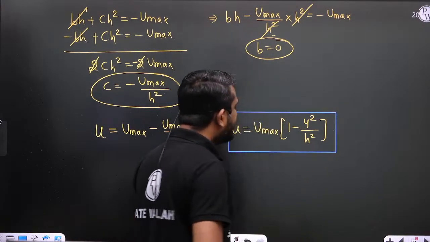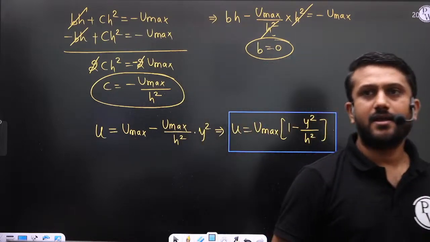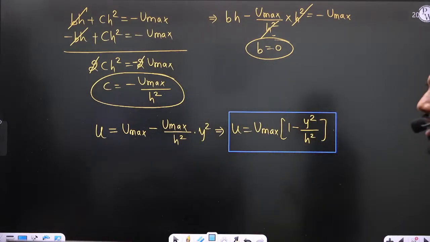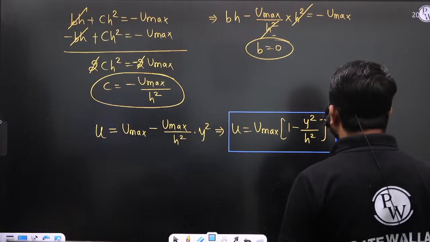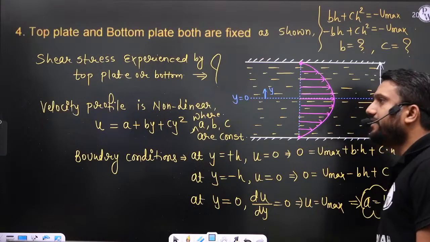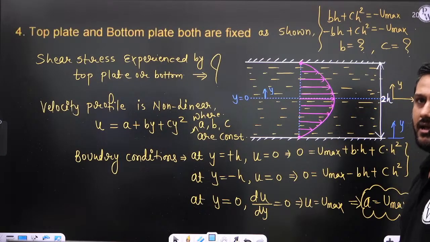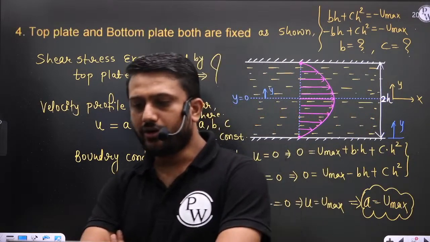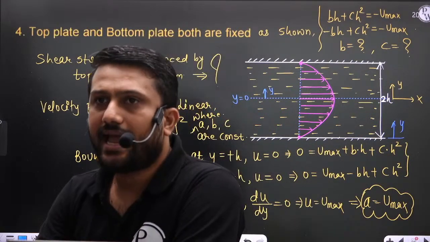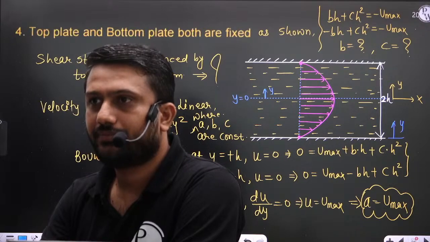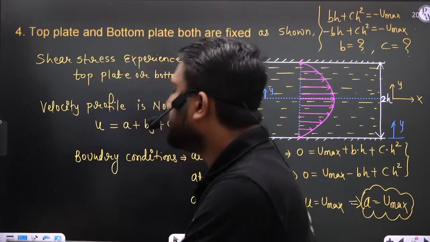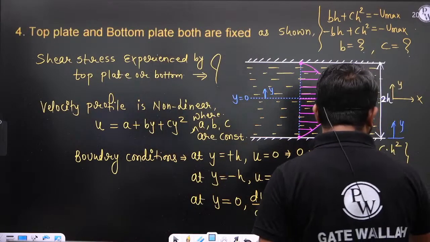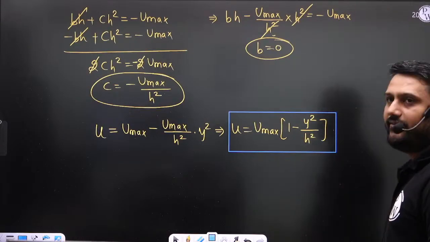Why is this velocity variation required? Without velocity variation, it is not possible to comment on du by dy. If it is not possible to comment on du by dy, then how can you calculate the shear stress? It is difficult to calculate the shear stress. Okay, so this is the exact velocity profile.